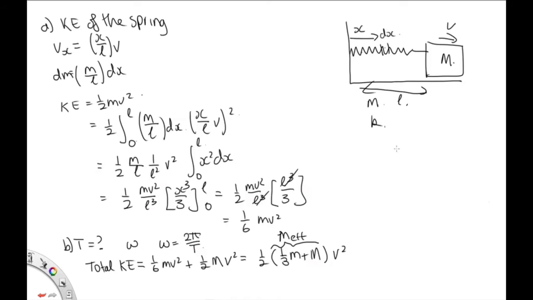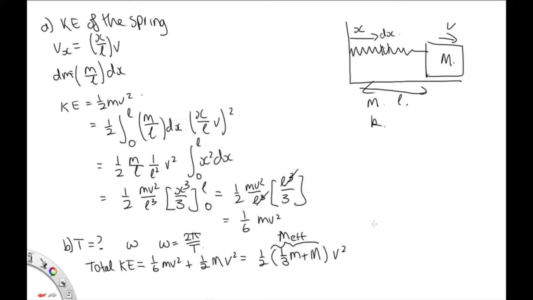Generally in this question we assume that it's a very light spring and we don't need to consider the kinetic energy of the spring, but in this case we do. So what this is telling us is that we can replace in our normal equations the mass with the effective mass, which is given by this.